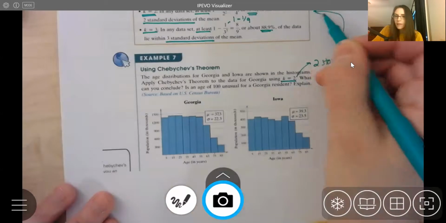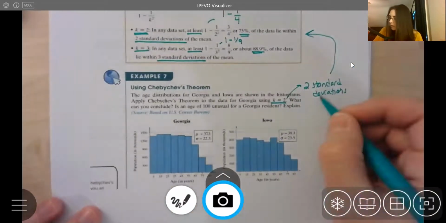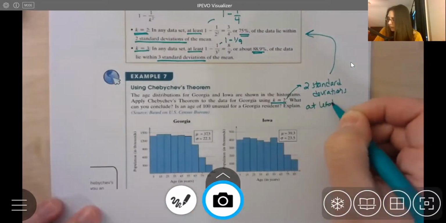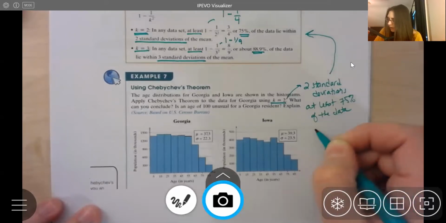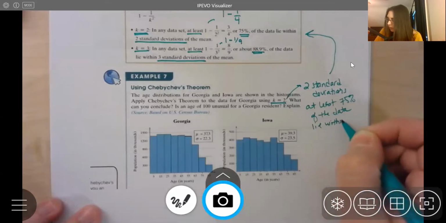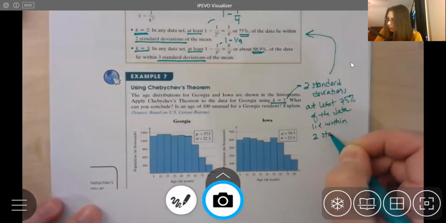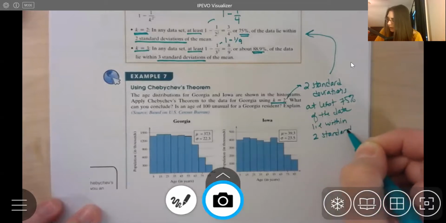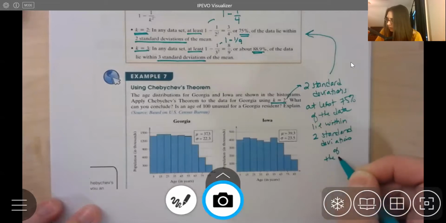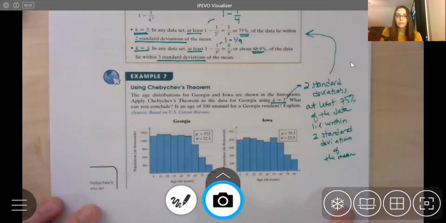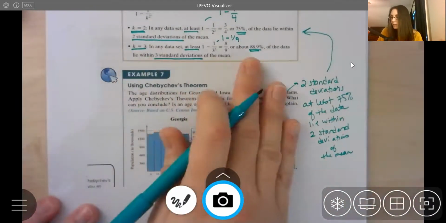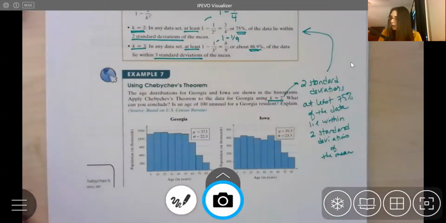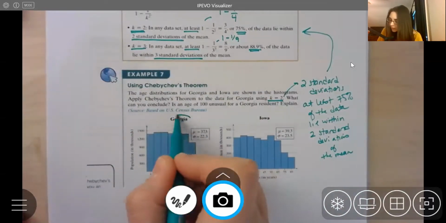Now, we already saw that when k is equal to 2, this means that at least 75% of the data lie within 2 standard deviations of the mean. Okay, so it's always 75%. If k is 2, it's always 75%. If k is 3, it's always 88.9%. So let's focus on Georgia here.